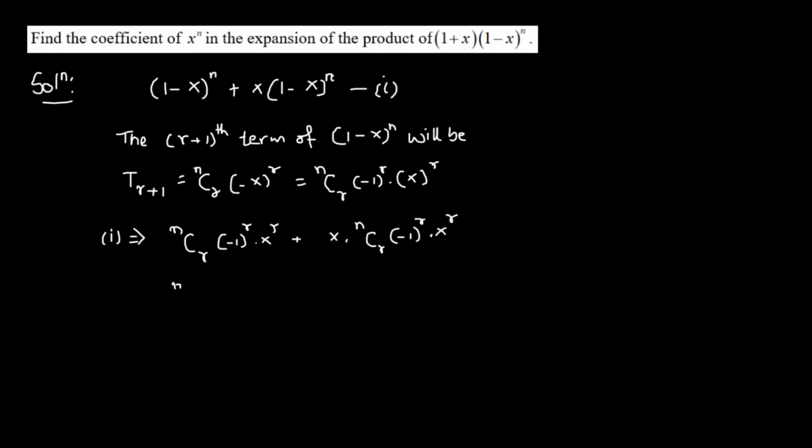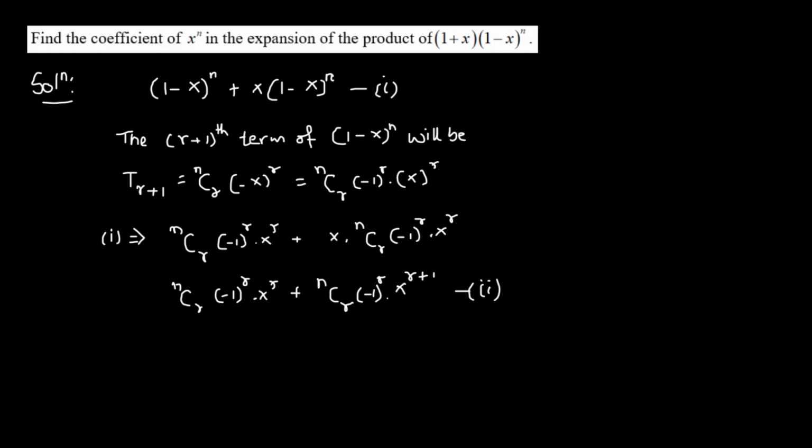This will be equal to nCr times negative 1 raised to the power of r times x raised to the power of r, plus nCr times negative 1 raised to the power of r times x raised to the power of r plus 1. So we have added the index of x. Now let this be equation number 2.